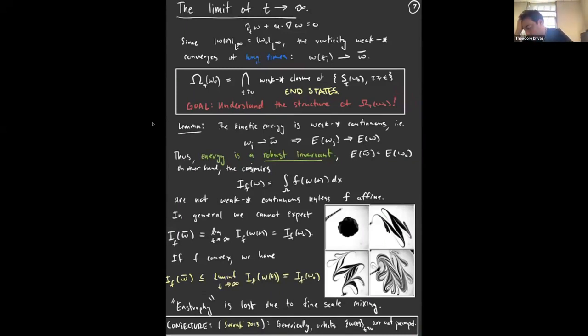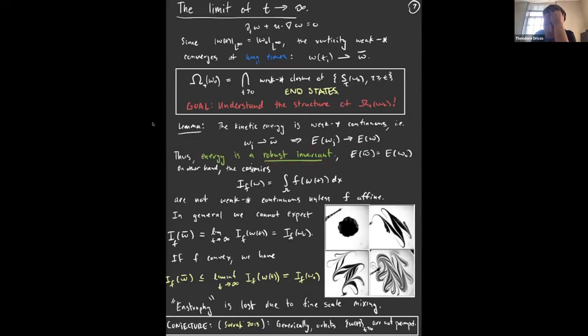And so there are a couple of very simple observations you can make. The first is that kinetic energy, being one derivative less than the vorticity, is weak star continuous. So if the vorticity weakly converges to something, then the energy of the things on the sequence is the same as the energy of the thing at the limit. I mean, the energies can converge. So for Euler, it means that any weak limit has the same energy as the initial data, because energy is just preserved. Okay. So that means that energy is a robust invariant.